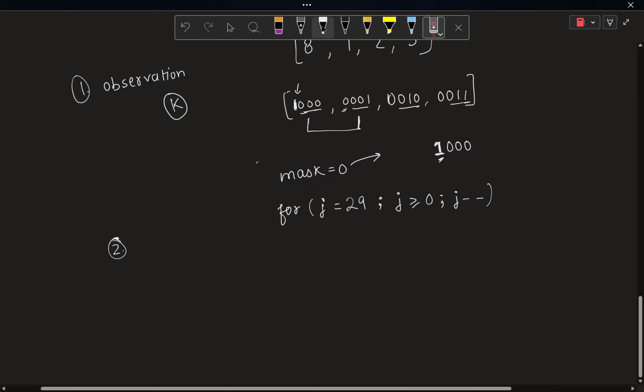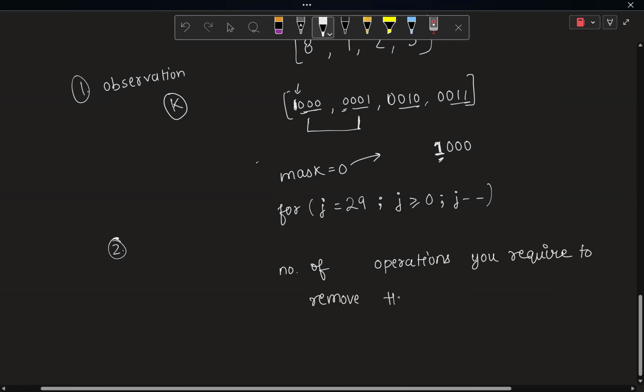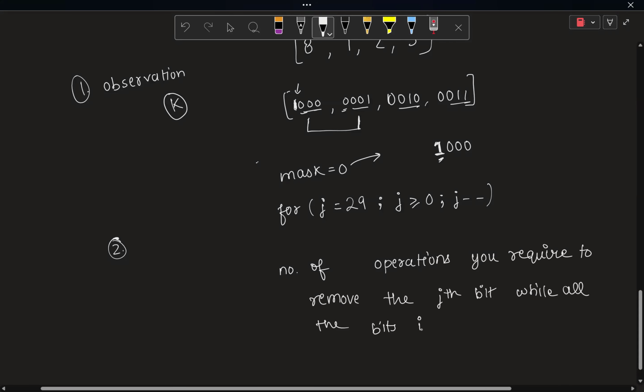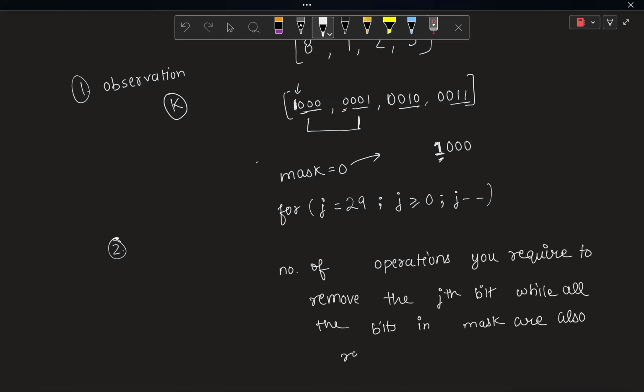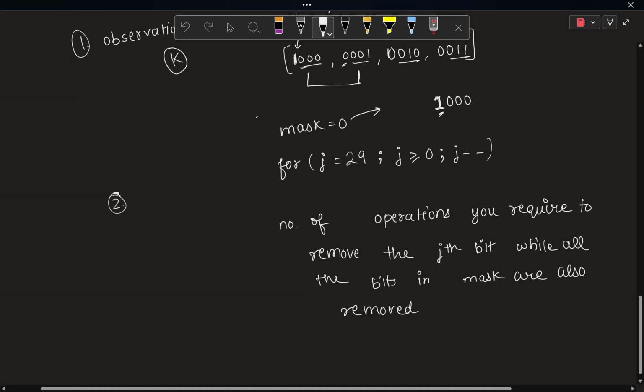For every iteration, you have to find out the number of operations you require to remove the jth bit, since we are having the loop with j, I'm using the word jth bit, while all the bits in mask are also removed. You should make this also sure.